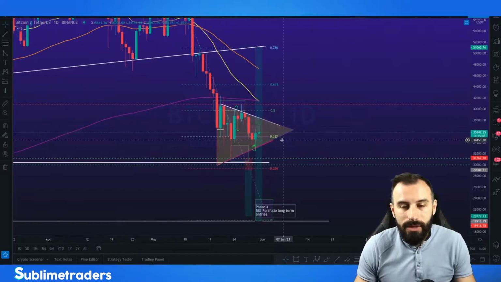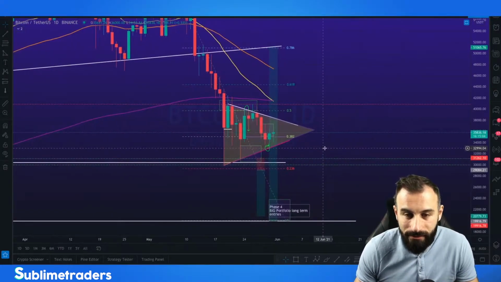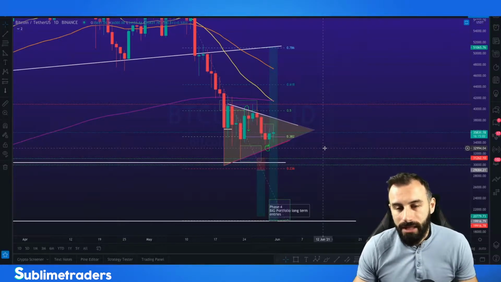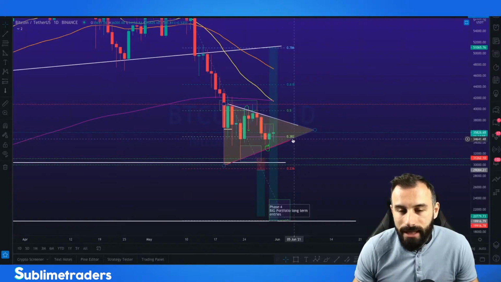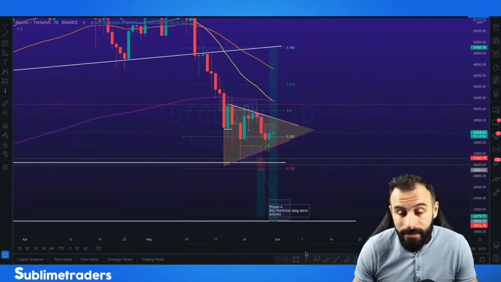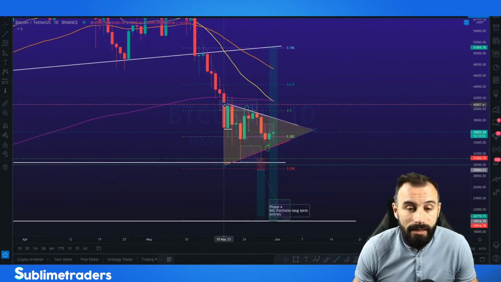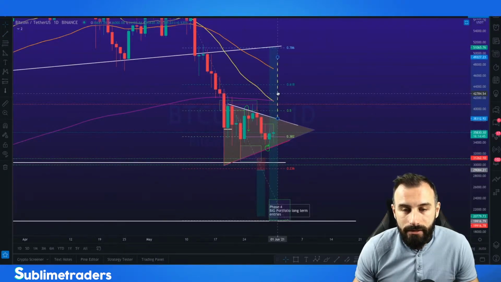Now, what can we do in this formation? Well, as a trader, you should know that this formation should not be traded when the price is inside it. You can only take trades when the price decides to leave. But let's check some targets and see if they can project correctly on this chart.